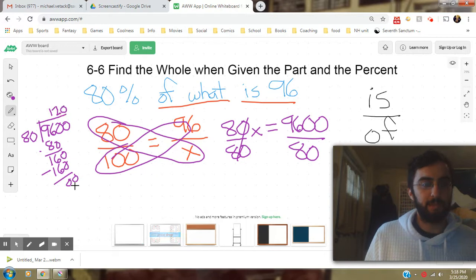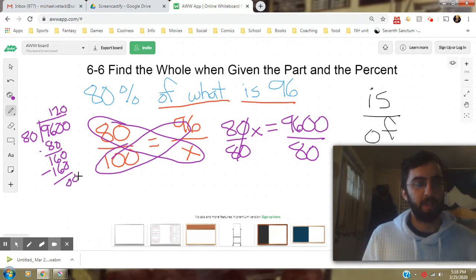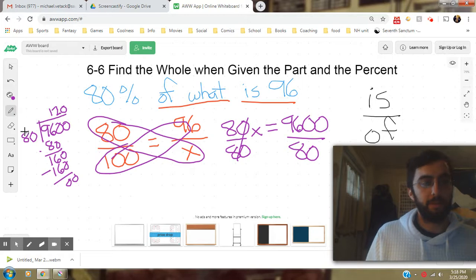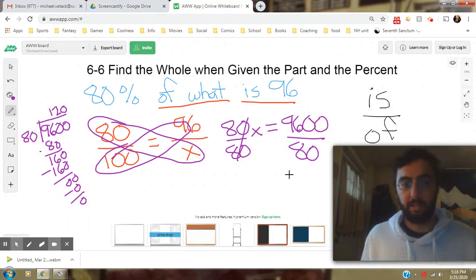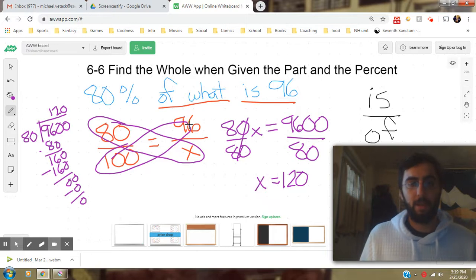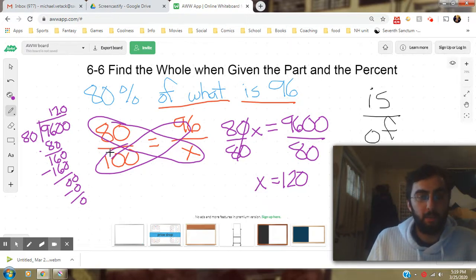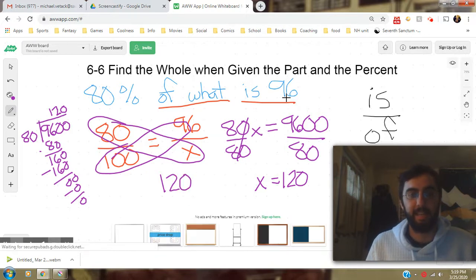That's one step a lot of us forget: when it has 0 left over, you think, oh, 0, we don't have to do anything else. Well, you need to check that 80 does go into 0 times. Now, since there's nothing left to bring down, we're good. So 9600 divided by 80 is 120. Bring down the equals, and the only thing left here is x. So if we were to write this out, 80 over 100 equals 96 over 120. So 80% of 120 is 96.